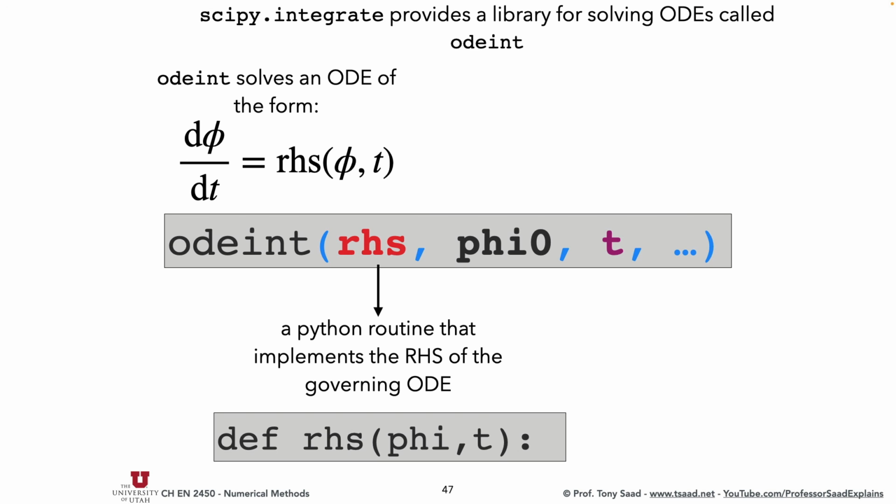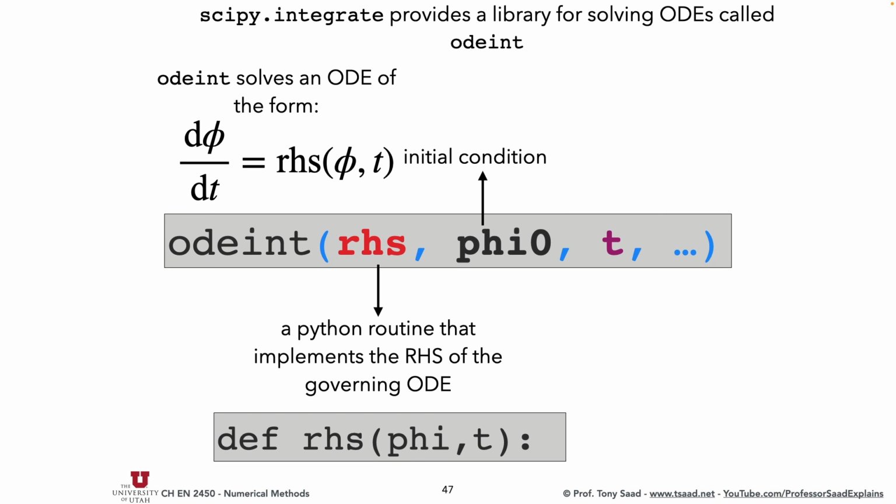Now be careful. You have to define your right-hand side in this order. Phi, comma, t. Not t, comma, phi. The first argument in your right-hand side routine in Python needs to always be that dependent variable. Whatever you call it, phi, q, whatever, Python figures that out. That argument needs to mean the dependent variable, and this one means the independent variable. Okay? In that order. Phi 0 is your initial condition.